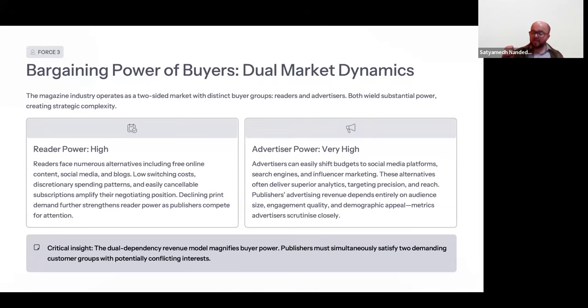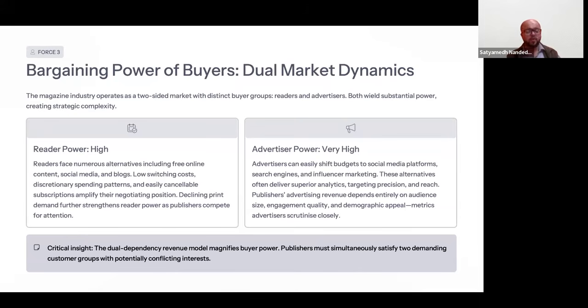From a buyer perspective, see, what did we discuss? A buyer is anyone who pays you. Now, advertisers are also people who pay you. I mean, you print their ad and they pay you for printing that ad. See, they can easily shift budgets to social media platforms, and they can move to other magazines or other competitors. So for them, switching is easy, which means they will have an upper hand when it comes to negotiation. The readers also and the advertisers also.